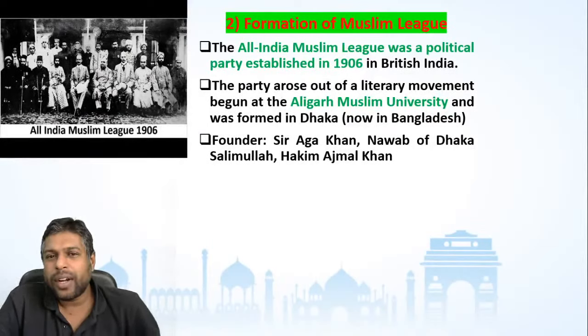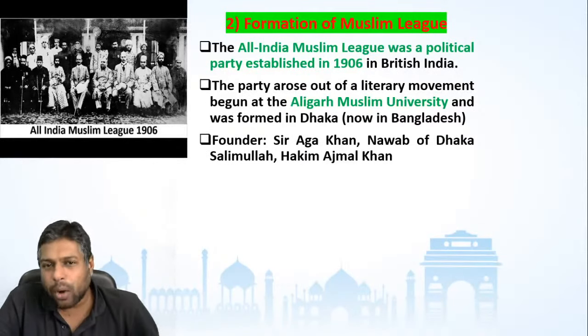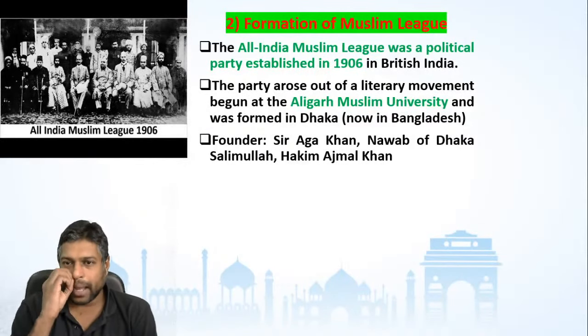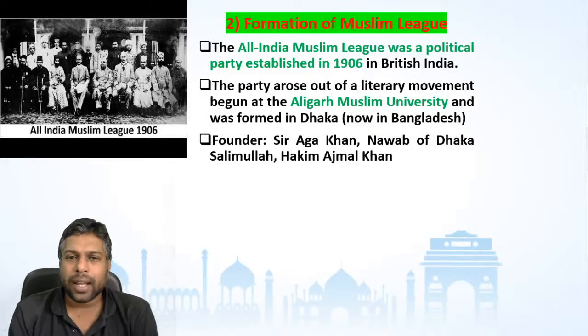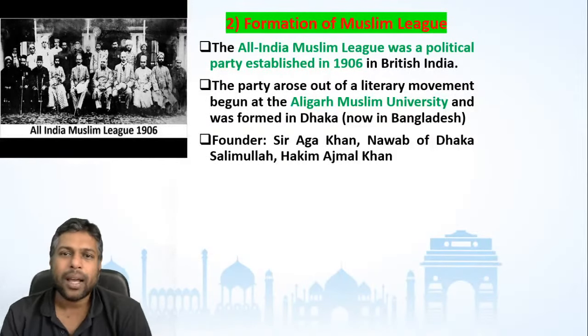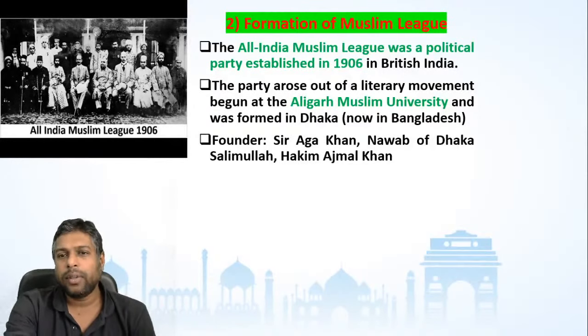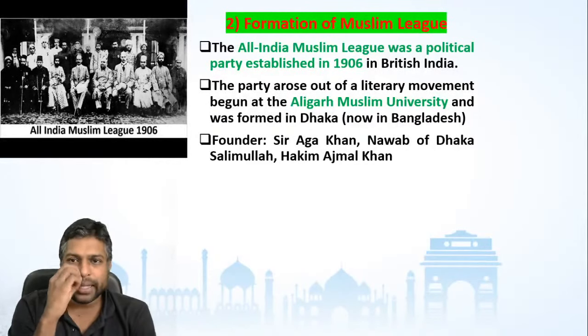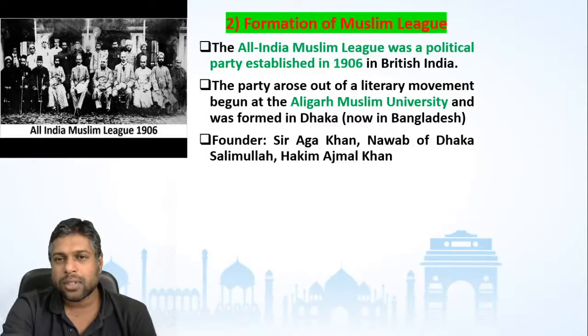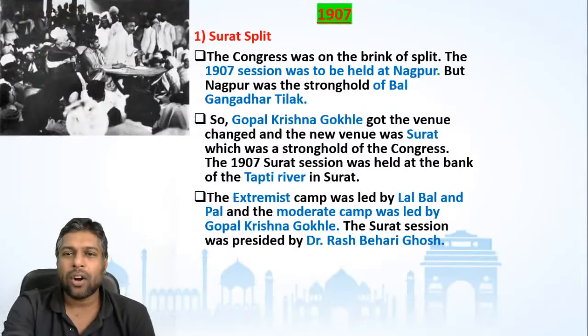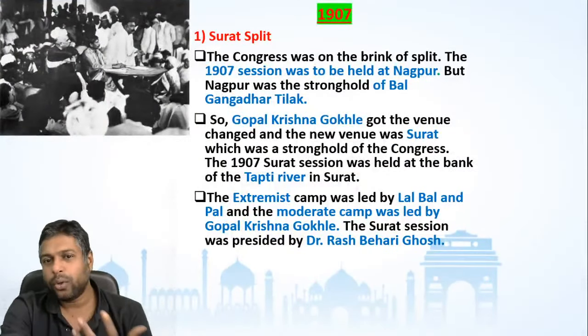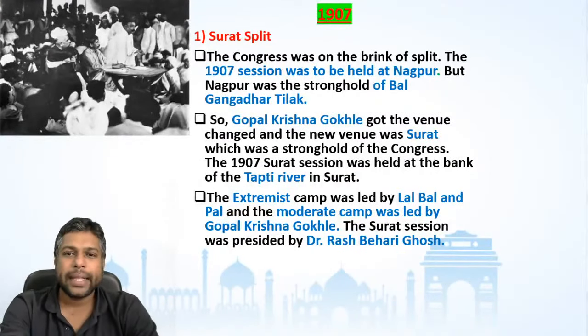Okay, see, the All India Muslim League was established in 1906. The party arose out of a literary movement begun at Aligarh Muslim University and was formed in Dhaka, which is now in Bangladesh. The Nawab of Dhaka, Salimullah, Hakim Ajmal Khan, and of course Sir Aga Khan were all the founders of the Muslim League. Later on, Muhammad Ali Jinnah, the most famous Muslim League leader, took the lead and took control.